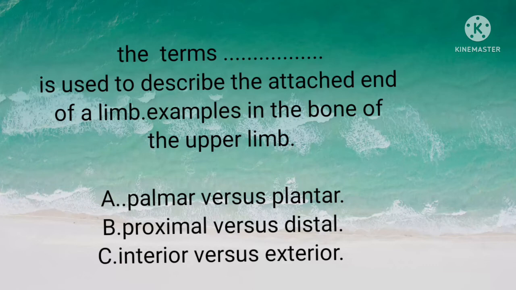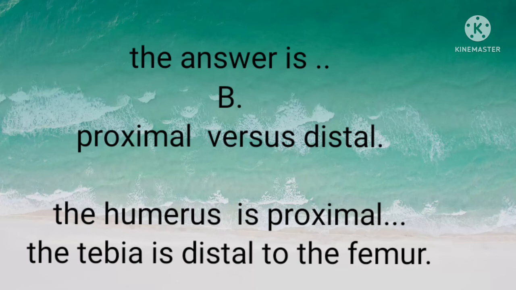The term blank is used to describe the touch end of a limb. Example is the bone of the upper limb. A. Palmar versus plantar. B. Proximal versus distal. C. Interior versus exterior. The answer is proximal versus distal. The humerus is proximal. The tibia is distal to the femur.